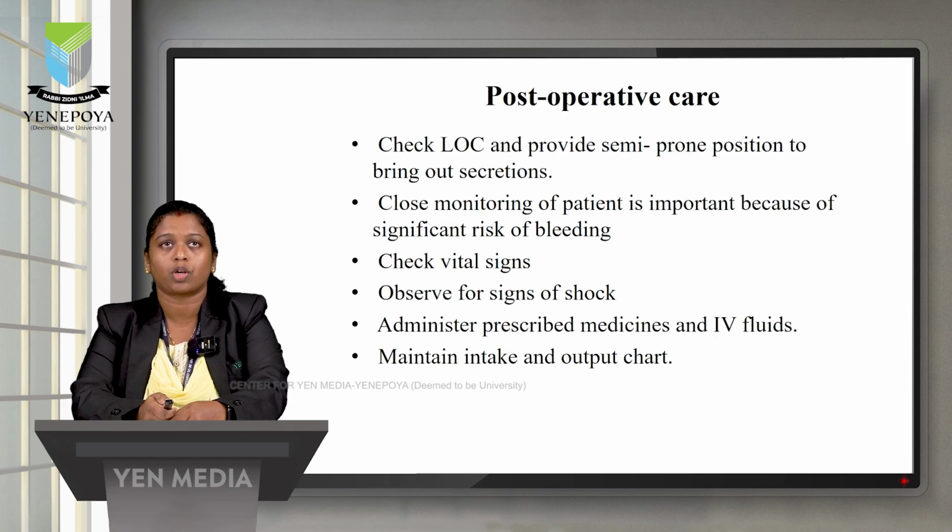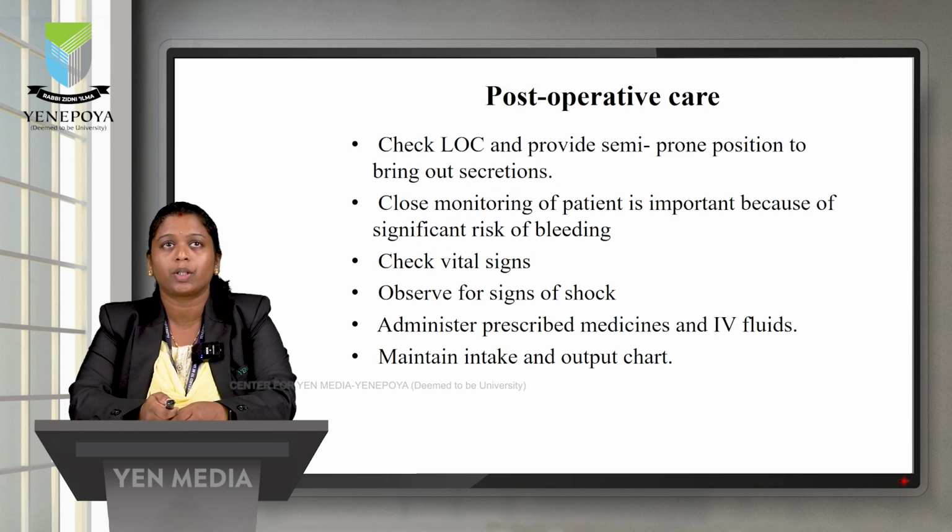Next is about the post-operative care. Here you need to check the level of consciousness of the patient and provide a semi-prone position to bring out the secretions. So here we are using a semi-prone position mainly to prevent aspiration in the patient soon after the surgery.